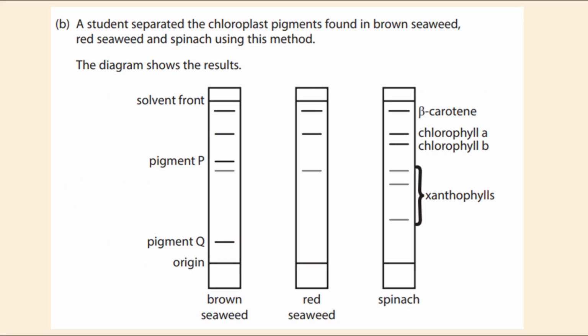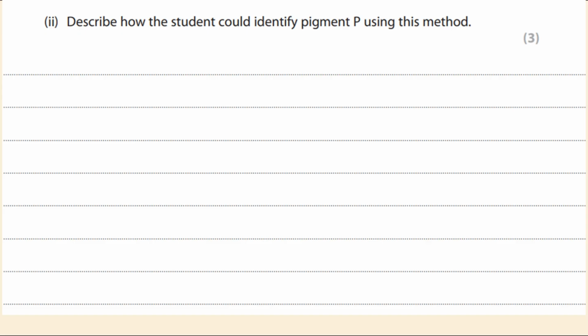Now the B part. You can see the students separated the chloroplast pigments found in brown seaweed, red seaweed, and spinach using this method. So simply the student used paper chromatography, and they have given you the chromatograms from the three plants. Now you have to describe how the student could identify pigment P using this method. The question you need to understand, they are asking how you can identify pigment P, not how to perform chromatography. So first you have to understand the question clearly and write the answer appropriately.